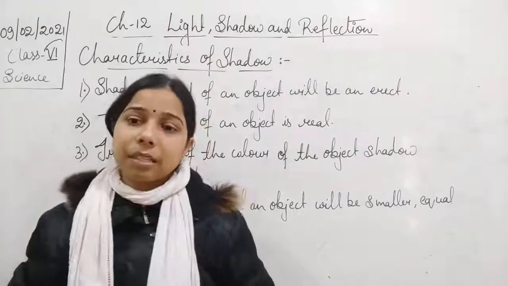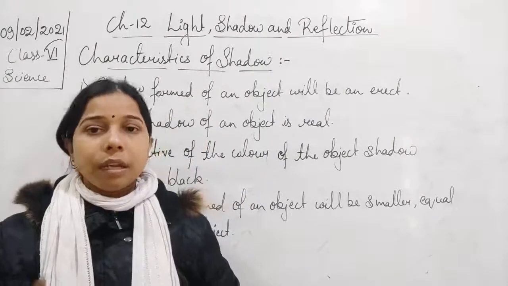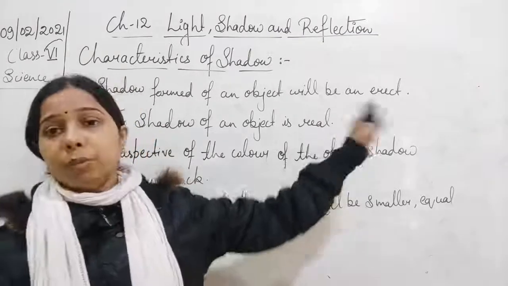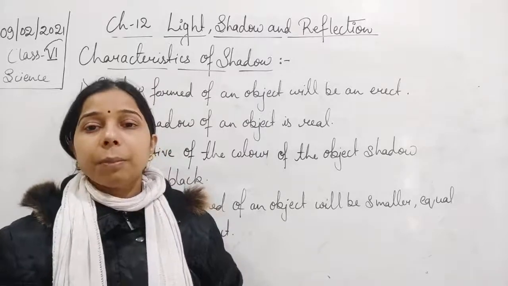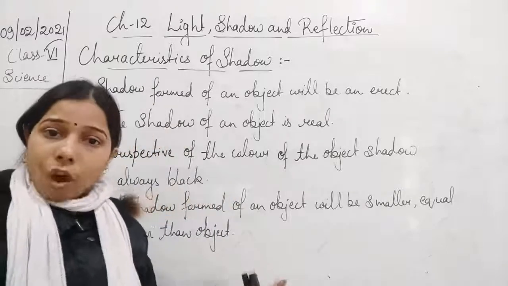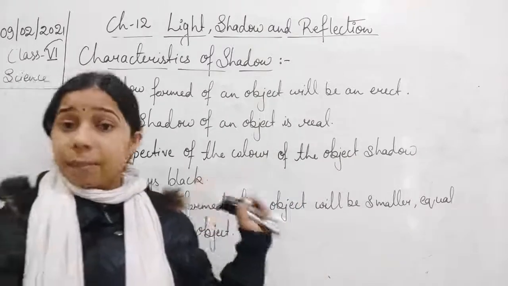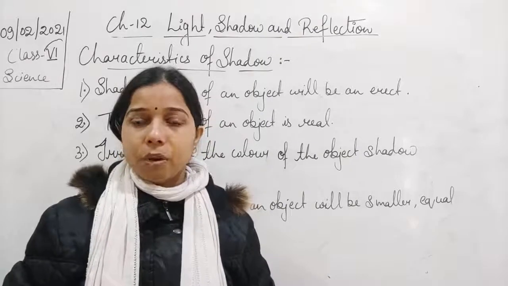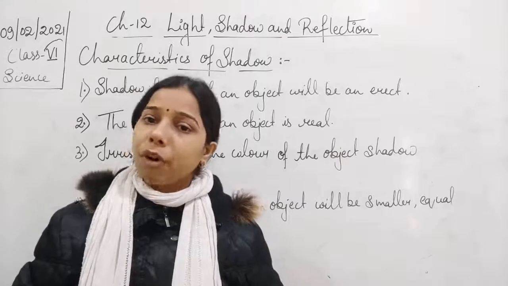Now you see what are the differences that we have found here, student, if we compare the pinhole camera and the shadow. In case of a pinhole camera, we have seen that the image is an inverted one. But in case of the shadow, the image formed will be an erect image. Then the next one, the color of the object and that of the image will be the same in case of the pinhole camera. But in case of a shadow, doesn't matter what color the object has, it will always be black in color. So shadow will be formed black in color.